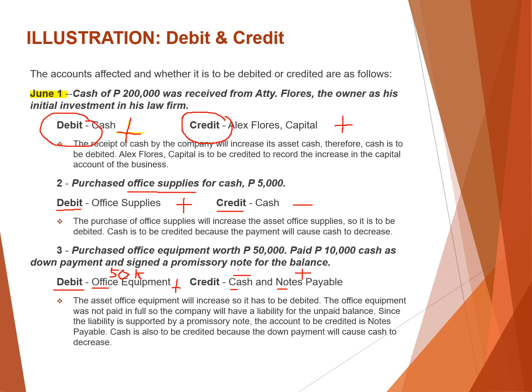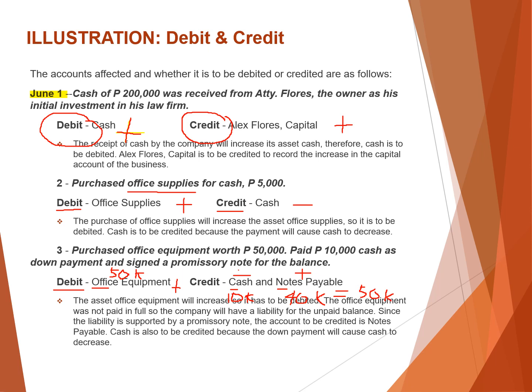How about cash? How much is the amount of cash? That is the 10,000, because 10,000 was paid. Okay? How about notes payable? The balance, right? The 10,000 was paid, and 50,000 is the total amount payable. So, that means the notes payable is 40,000. Now, do they balance? 10,000 plus 40,000 equals what? 50,000.